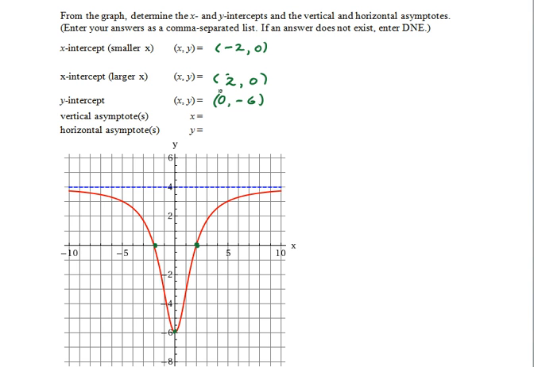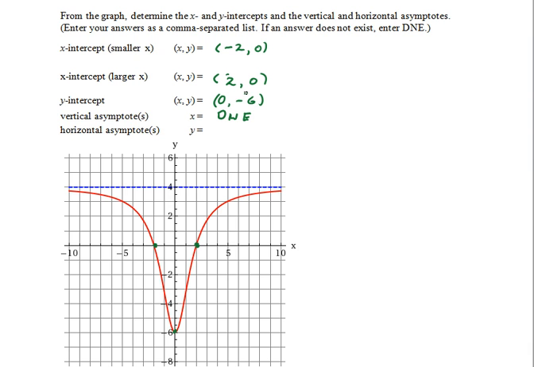This time, y does not increase or decrease without bound, and certainly isn't approaching a vertical line. And so the vertical asymptote does not exist. There is no vertical asymptote.